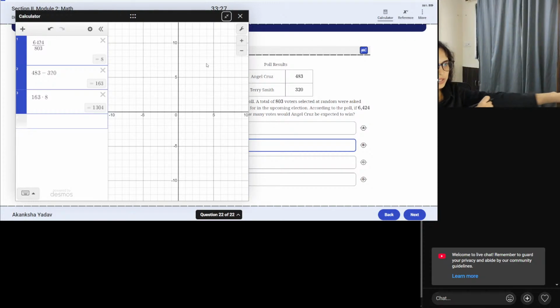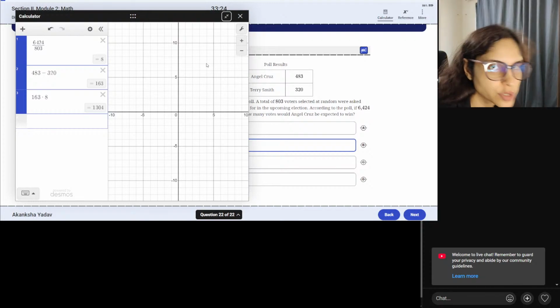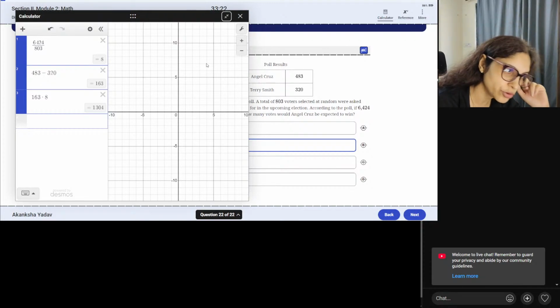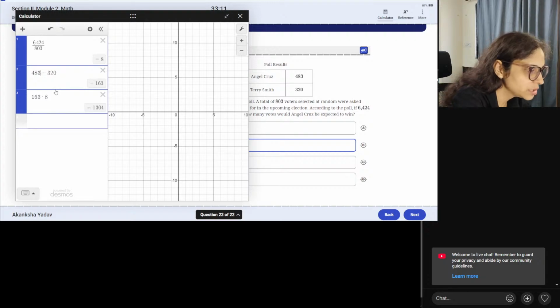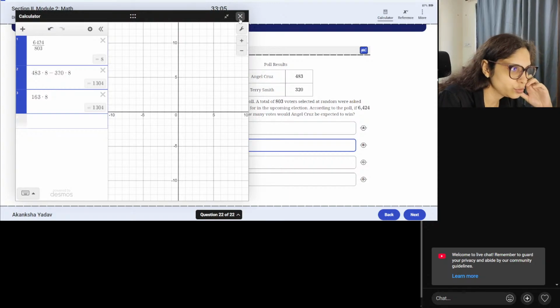So because the 803 were the sample, 6,424 is the population. So the population is 8 times more. So in the sample, Angel Cruz had 163 more votes. So in the population, it will be 163 times 8 more votes. If you wanted, you could have also done 483 times 8 minus 320 times 8. You'll get exactly the same result, 1304.